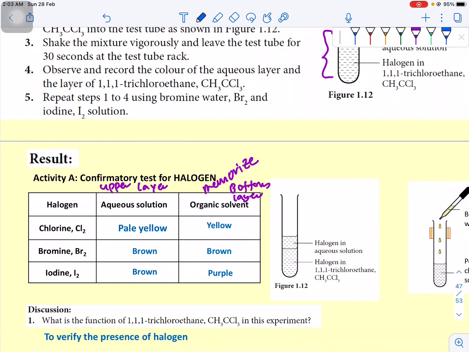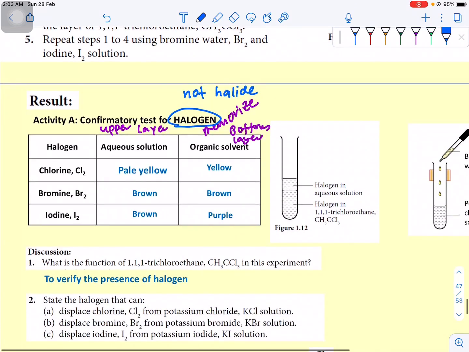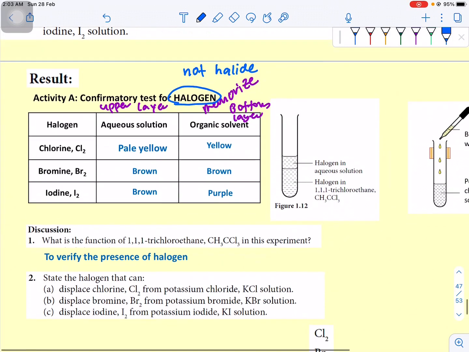But what I want you to bear in your mind, this 1,1,1-trichloroethane only detects halogen. So this only detects halogen, not halide. Okay, it will not detect halide, it only detects halogen. So what is the function of 1,1,1-trichloroethane? It is to detect the presence of halogen. What is our halogen? Either chlorine, bromine or iodine.